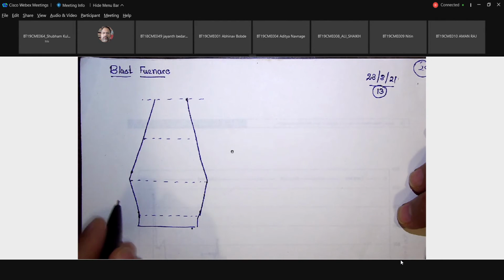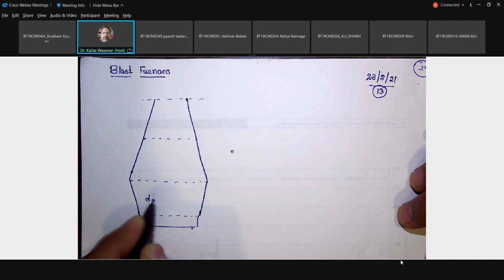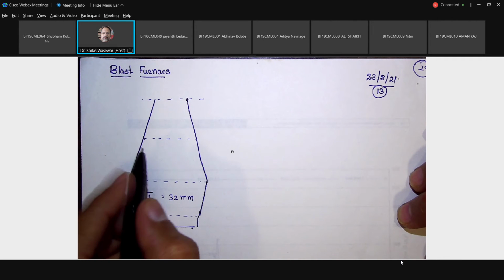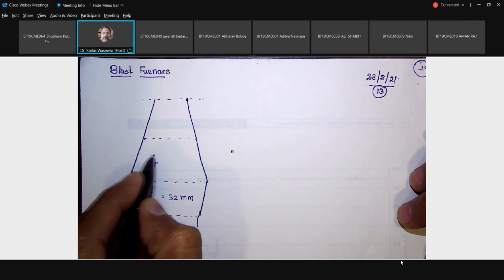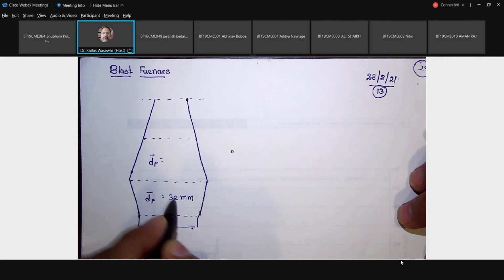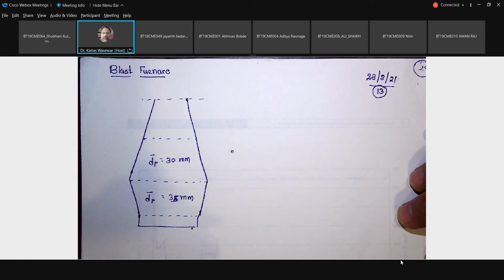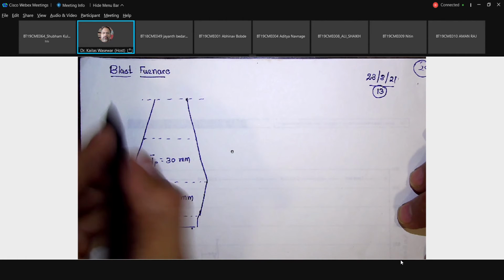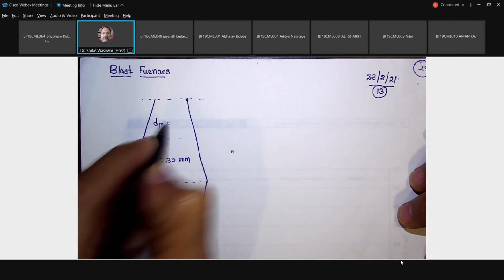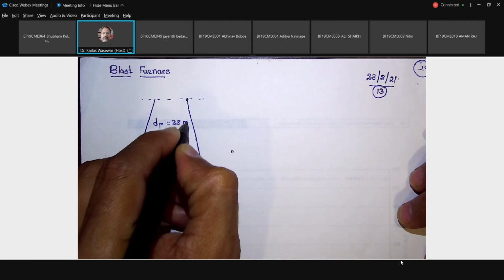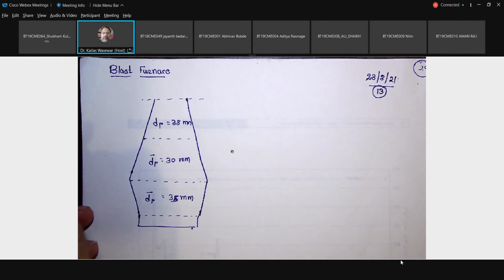So here we can say that the average diameter of the particles is around 32 mm. Here it is around, say, 35. This is 30 mm. And again at the top you may have a diameter of some 38 mm, lightweight but having the higher diameter. So the average diameter will be like this.